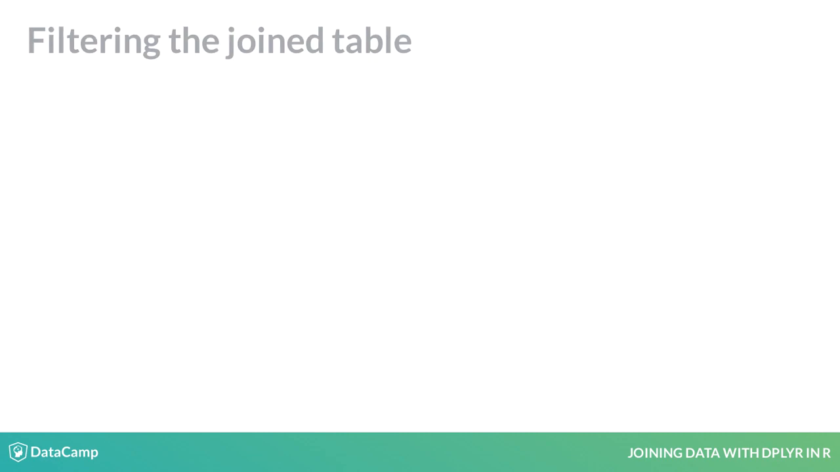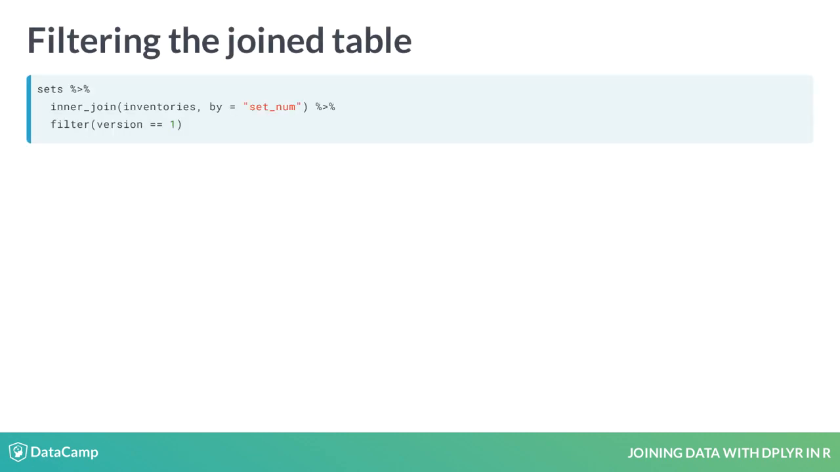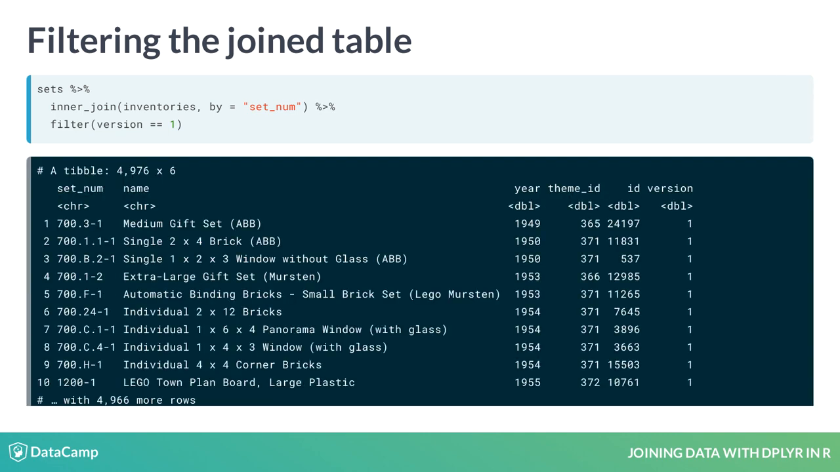versions. One way we can confirm our understanding is to filter this join table for only the first version. Notice this results in a table with 4,976 observations compared to our 4,977. This means there's one set that doesn't have a version 1, which is probably a data quality issue.